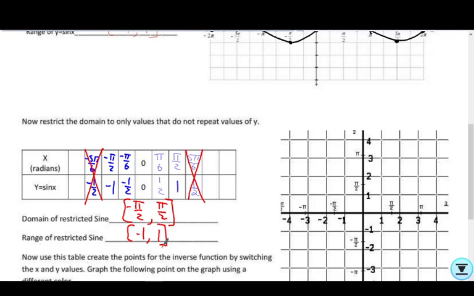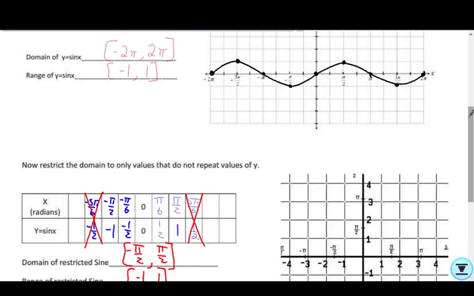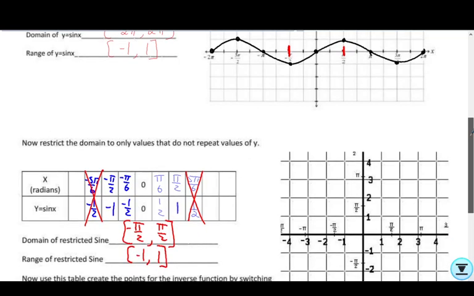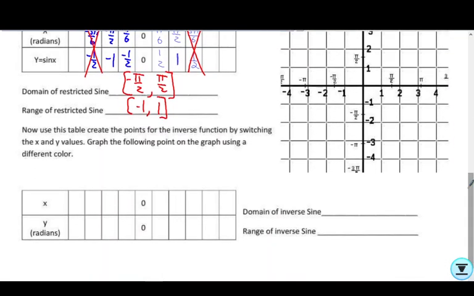So basically what we've done is we've started our domain here and ended our domain here. We've basically cut everything out on the left side of that marker and the right side of that marker. We've kept only what's in between those two values.